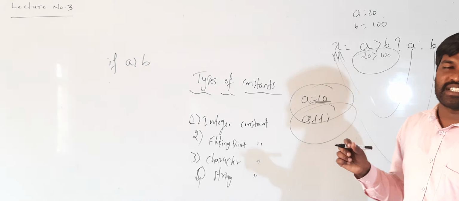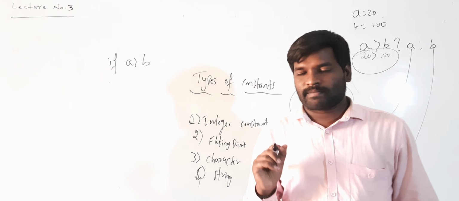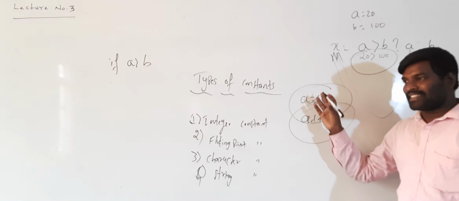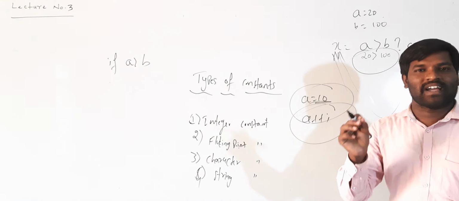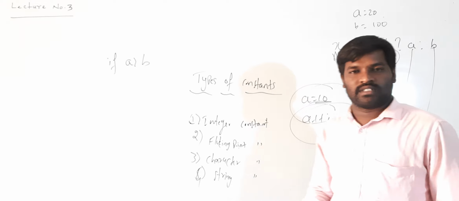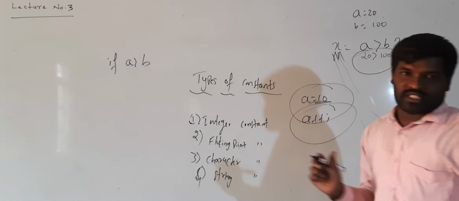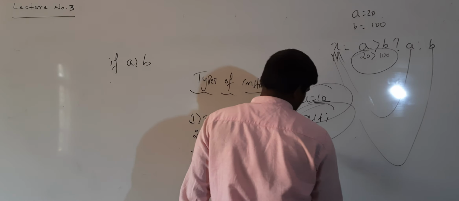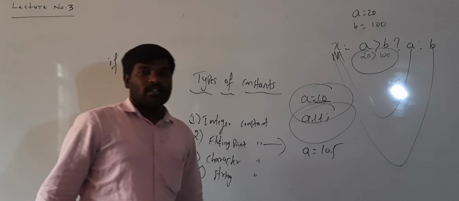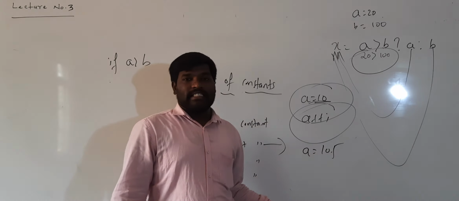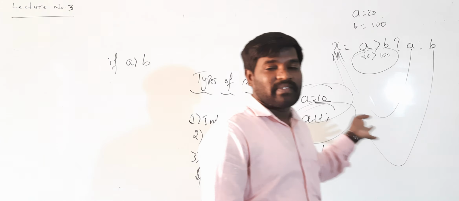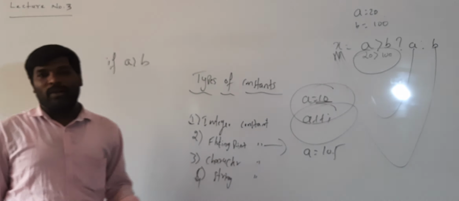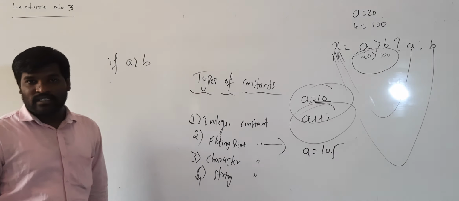So that's why it will generate an error message to the user. Integer constant means the integer value can be defined as a constant in the program. That is nothing but the integer constant. Floating point constant means, for example, a is equal to 10.5. The value which consists of an integer part as well as a fractional part, as a constant in the program, is nothing but the floating point constant or decimal constant.